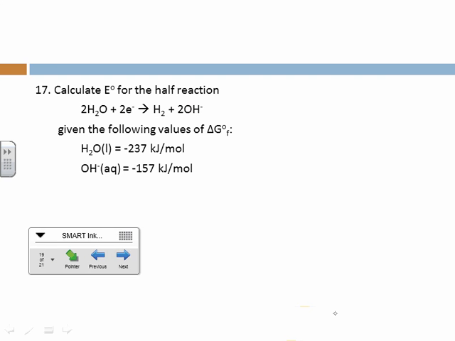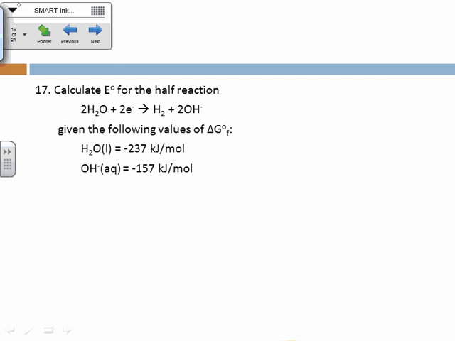So here's your first question on this one. Calculate the E for this half reaction. And I'm giving you some values of delta G. Okay? So hopefully you can kind of see where this one's going. I'm going to give you a couple of minutes to work on this, because we can't take a lot of time on each of these, and then we'll talk about it together. Okay?